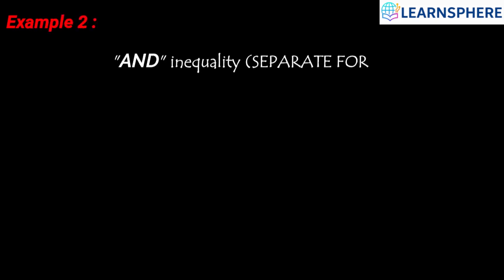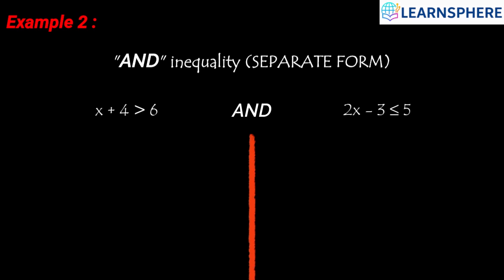Let's go on to example 2, where we have the "and" inequality, which is expressed in separate forms. For this example, we have x + 4 > 6, and 2x - 3 ≤ 5. As this example is already in linear form, we can solve them separately. On the left-hand side, we have x + 4 > 6, where we will get x > 6 - 4, and our x value is more than 2.